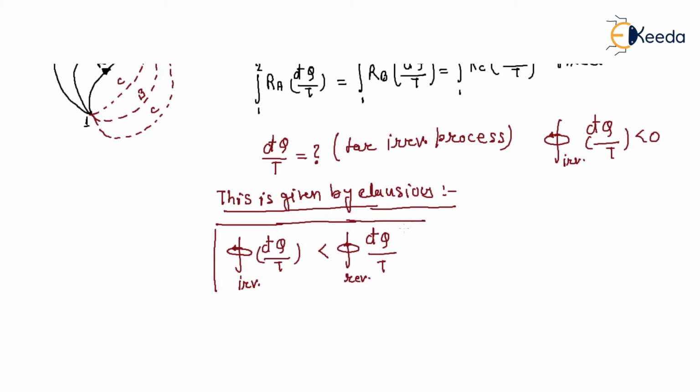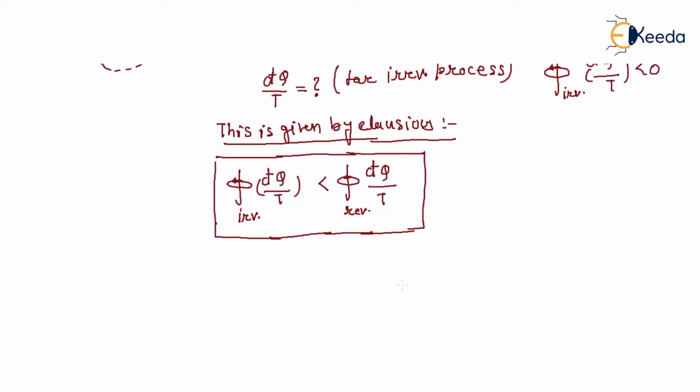That means the cyclic integration of dq by T for an irreversible process is less than or equal to the cyclic integration of dq by T for a reversible process. So what is dq by T for a reversible process? This is equal to 0. For a reversible process, this is equal to 0.